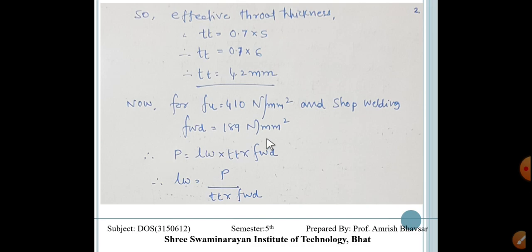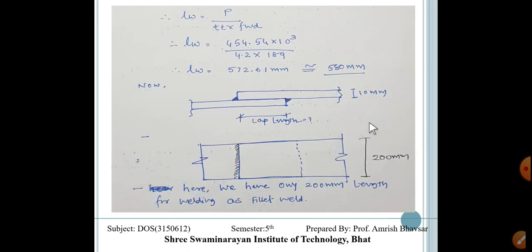That's why we have to find out the total length of weld from these three things, that is P, throat thickness, and fwd. Now our equation is Lw equal to P upon TT into fwd. Now we have P, that is the force, the throat thickness we found, and fwd, that is 189. So put these values in our equation, so we get Lw equal to 454.54 into 10 raised to 3.